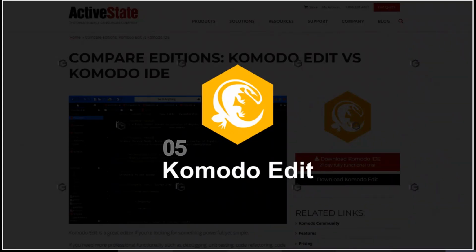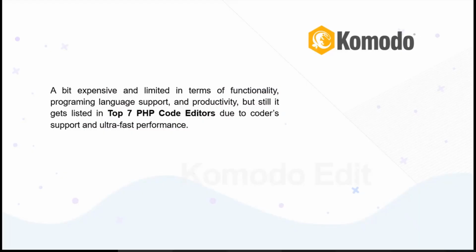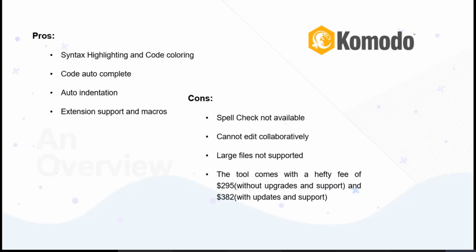So number 5 comes out to be Komodo Edit. It's expensive and limited in terms of functionality, programming language support, and productivity, but still it makes the list of top 7 PHP code editors due to the code support and the ultra fast performance. It provides plenty of code support, and it is an ultra fast code editor. The advantages are syntax highlighting and code coloring, code autocomplete and code indentation, extension support, and macros. So it provides these capabilities.